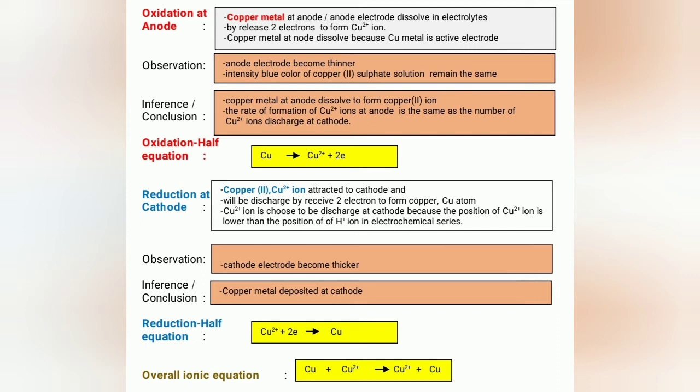Reduction still occurs at the cathode. Copper(II) ion from the electrolyte undergoes reduction by receiving two electrons to form copper atom. Copper(II) ion acts as an oxidizing agent.